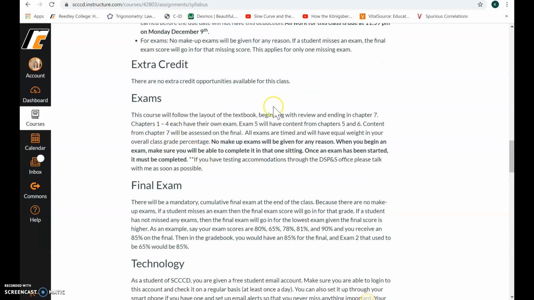You can see information on the exams. Again, no makeups will be given. When you begin an exam, make sure you're able to complete it in that one sitting. Once you open an exam, it needs to be started. If you have some sort of testing accommodation through the DSP&S office, please talk with me as soon as possible. That way we know what you need and we can get that set up ahead of time.